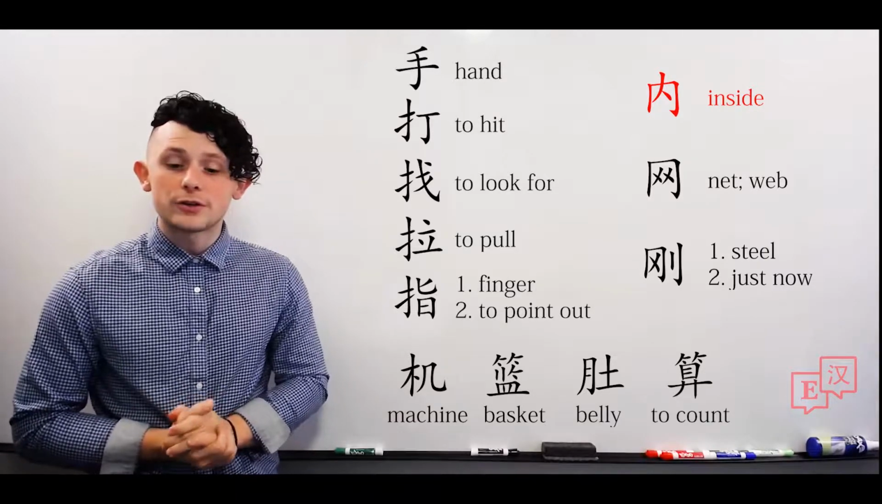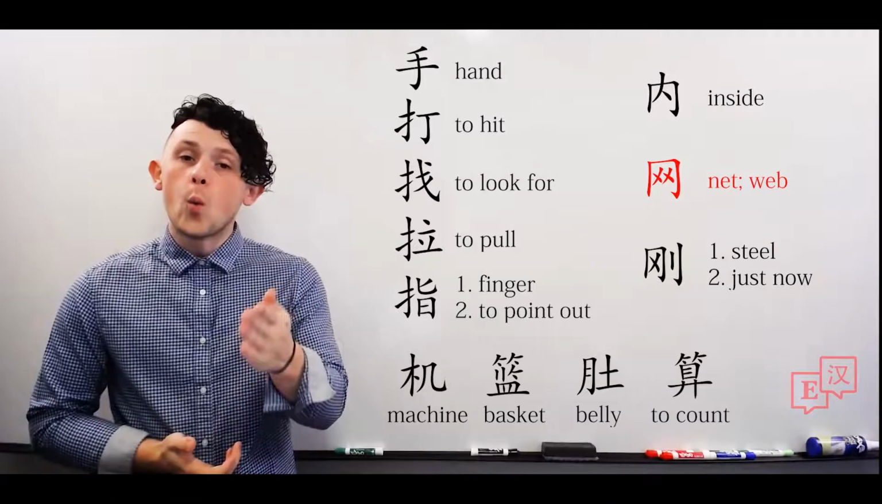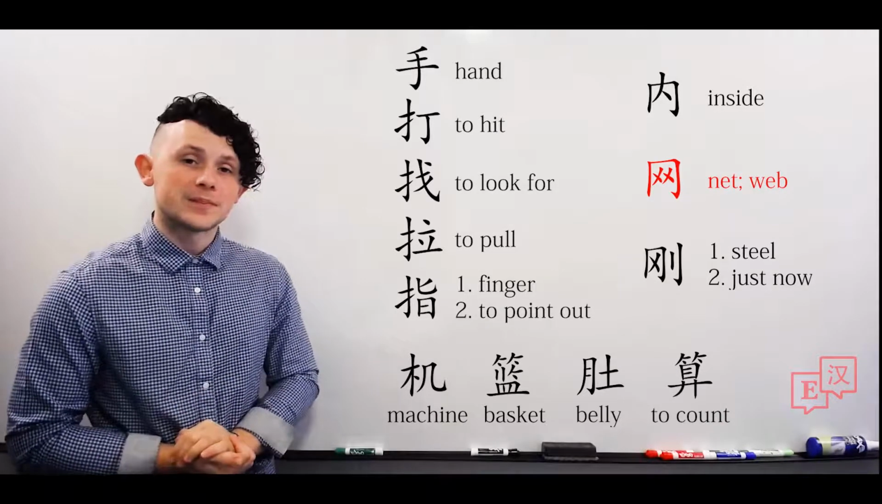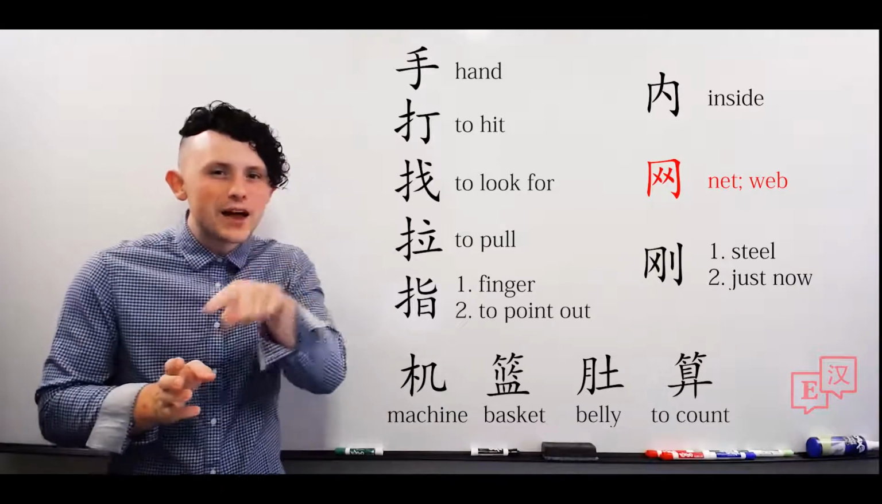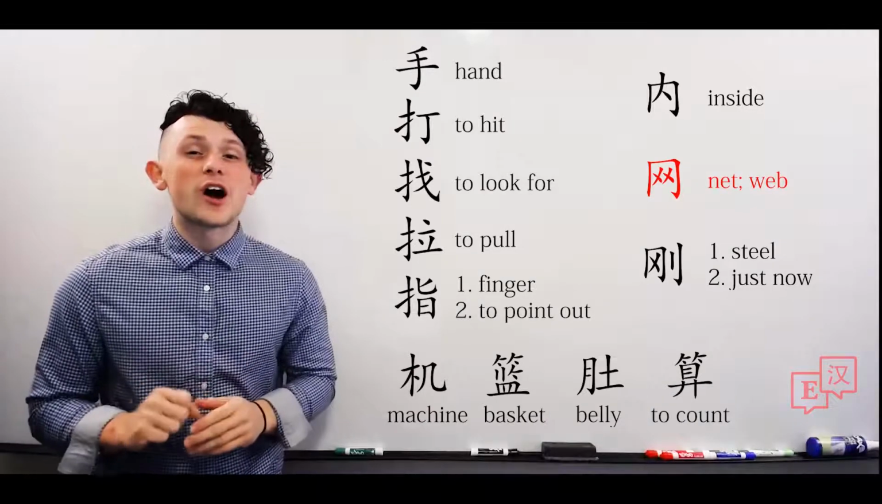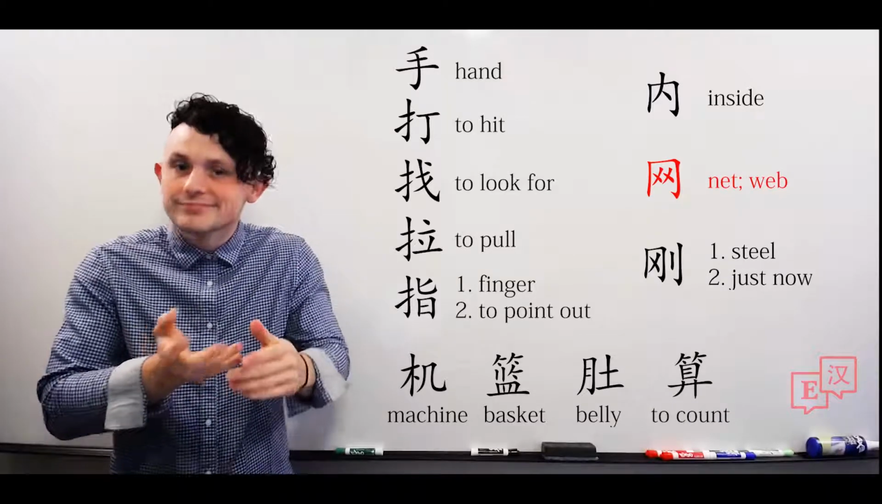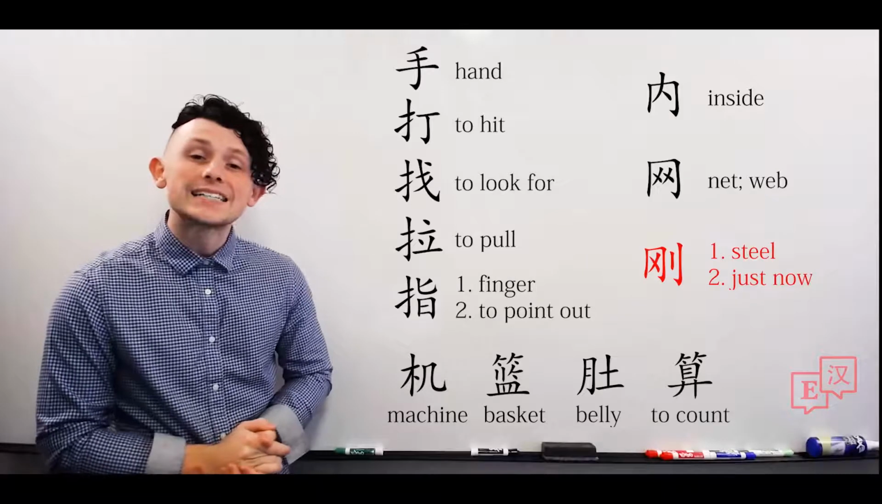Next, we have wang. Wang. This means net. It actually looks a little bit like a net or a web with the two X's inside. Wang. This will be used to talk about anything from tennis to the internet. Wang. And lastly, gang.